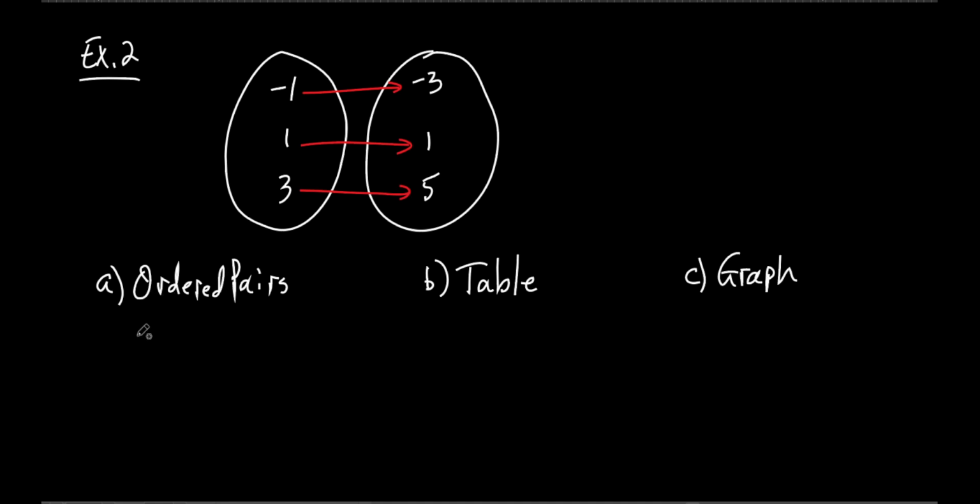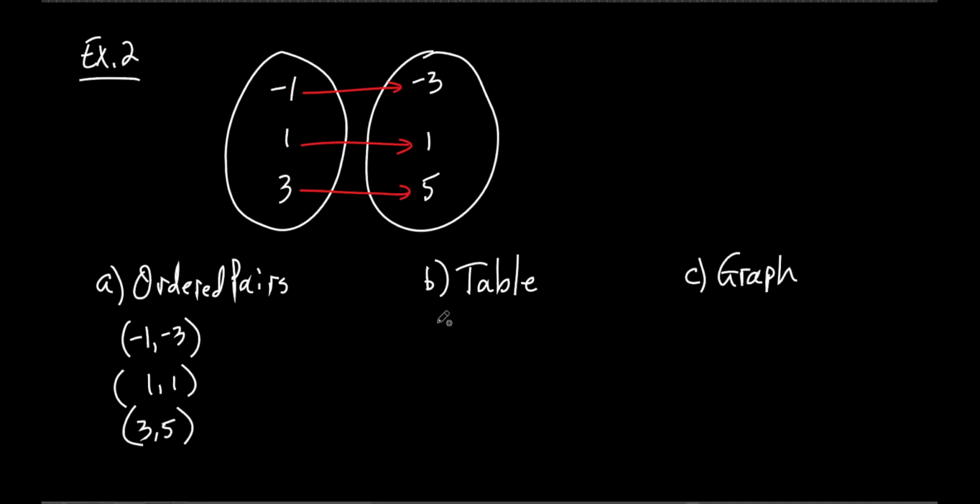So represent it as ordered pairs. The negative 1 goes with what? Negative 3. They're not always going to be this easy. Sometimes they'll cross, and that kind of thing. So what's the next ordered pair? 1, 1. The next one, 3, 5. Easy. There you go.